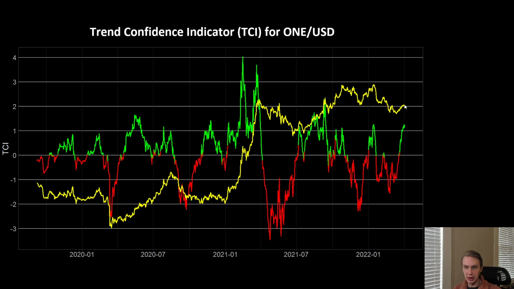Should ONE maybe correct or falter in this rally and the TCI flip back down below 0, that would be a sign for concern, or reason to be worried and to think that maybe we are just going to continue back down into a downtrend. But so far so good. If you're hoping to see a rally out of ONE, this is a box you definitely want to check, to see the TCI flip green. And in fact, it flipped green basically right around here.